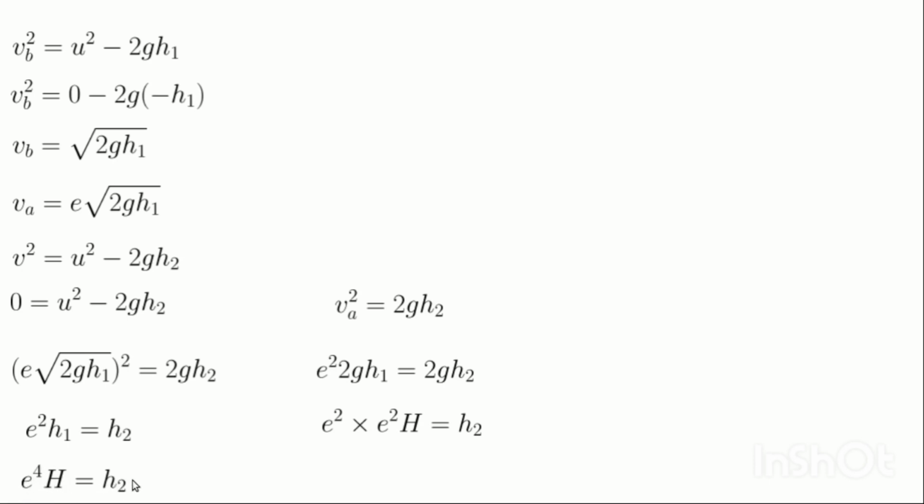In case we're asked to find the nth height of the nth rebound, the general formula will be Hn equal to e raised to the power 2n times H.